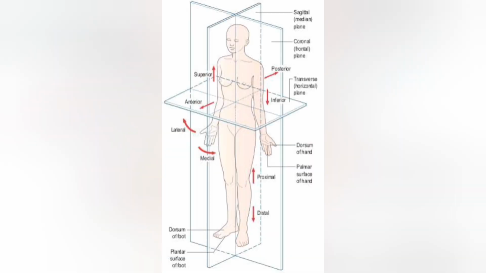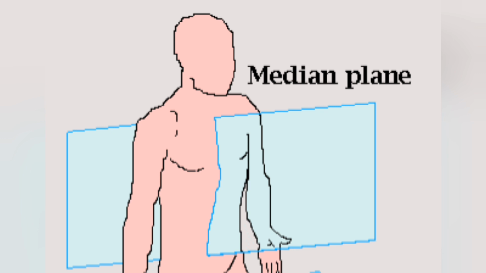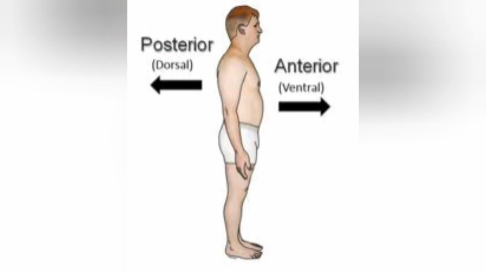An anatomical plane is a hypothetical plane used to transect the body in order to describe the location of a structure or the direction of movement. First type, median, means in the middle. Thus, the median plane is an imaginary plane that divides the body into two equal halves, right and left, also called the mid-sagittal plane. Types of median: anterior and posterior.